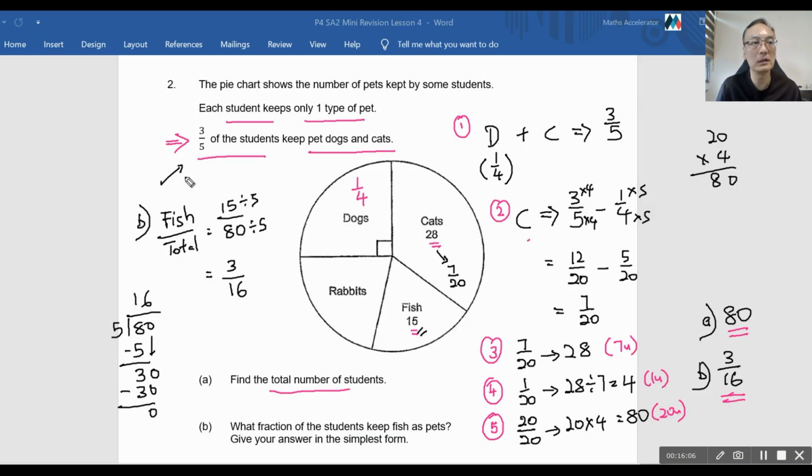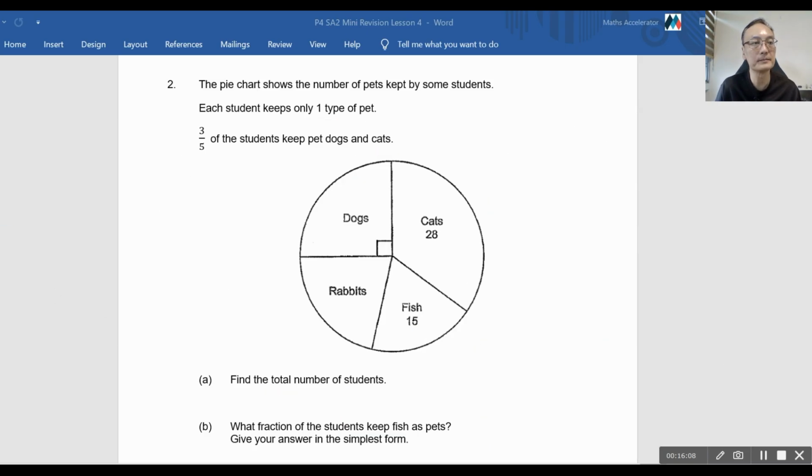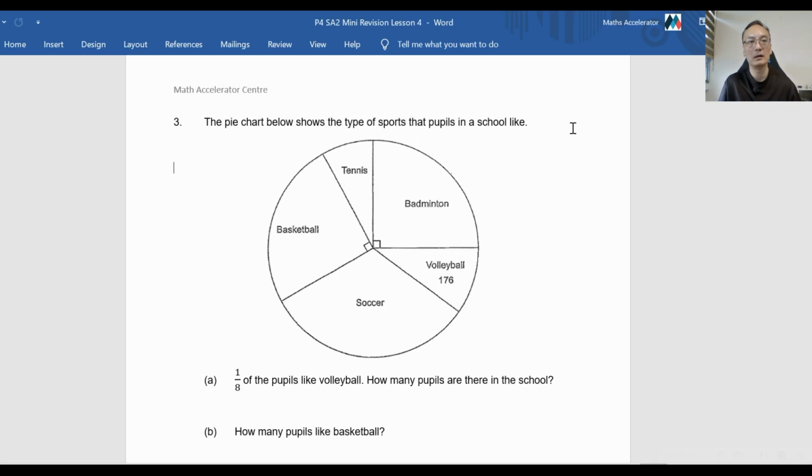Alright, let's move on to question number 3. This is question number 3. The pie chart shows the type of sports that pupils in a school like. 1/8 of the pupils like volleyball. How many pupils are there in the school? Part B, how many pupils like basketball?